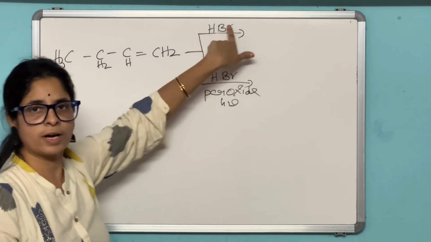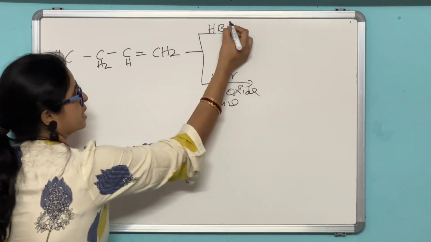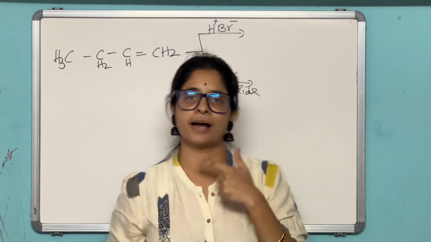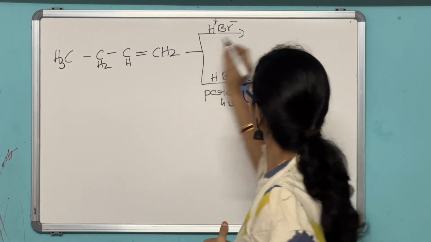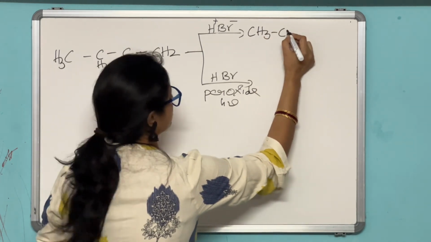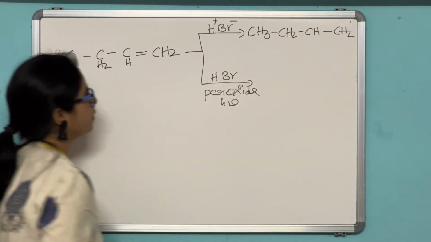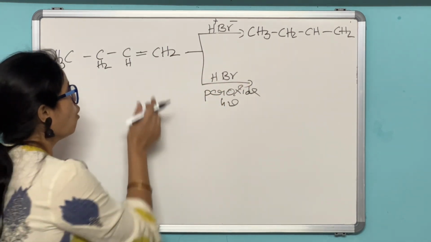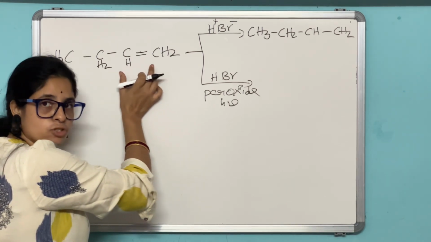So first one, HBr without peroxide, follows Markovnikov's addition. Negative part, H plus and Br minus. How to write the product? I told you, no simple way of writing product. Just first remove the pi bond and write down the product. Here it is CH3 CH2 CH, it is CH2. Now negative part is added to the carbon containing less number of hydrogens. So you have removed the pi bond between these 2 carbons. So HBr will be added to these 2 carbons only.